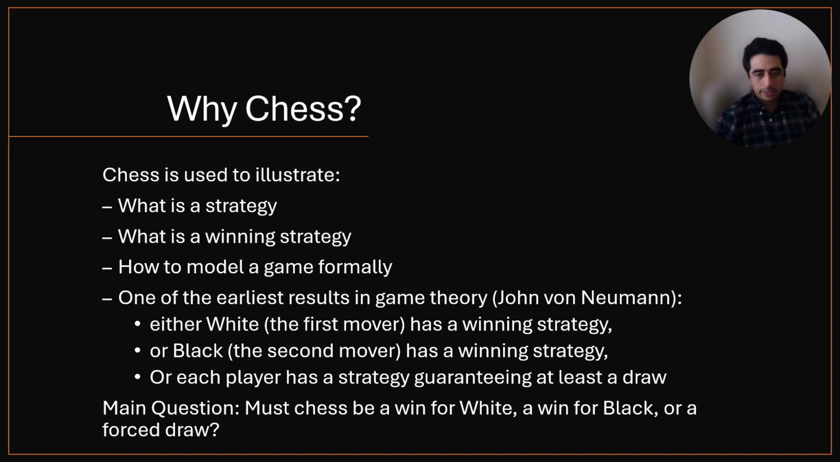I'll show you how to formally model a game using some mathematical tools and definitions. Also, we're going to look at one of the earliest results in game theory by John von Neumann, who is very famous in computer science generally. And the theorem basically talks about the determinacy of the game of chess, which basically says either white, which is the first player that makes the first move, has a winning strategy, or the black, or the second mover, has a winning strategy, or each player has a strategy guaranteeing at least a draw.